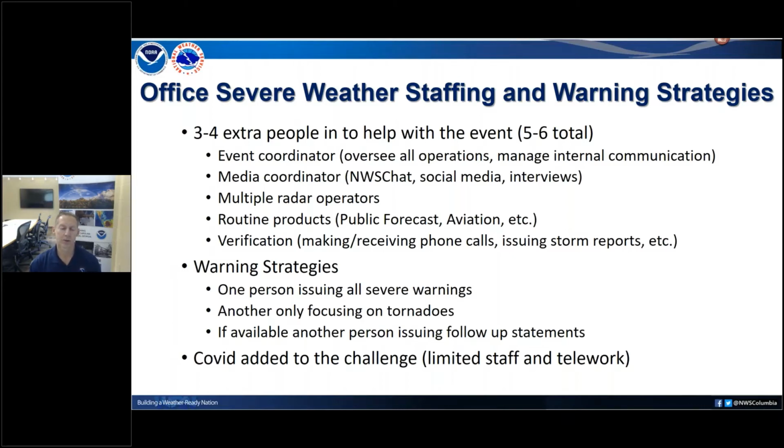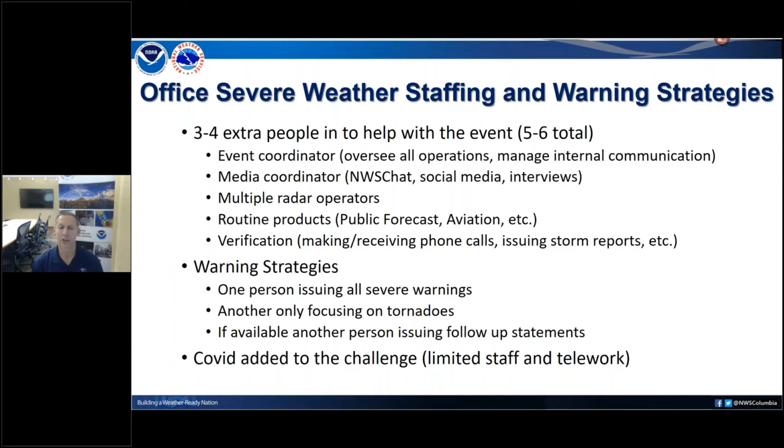Then we have another person that's dedicated to verification. This person is making phone calls to the emergency managers, calling the 911 dispatch centers, trying to get information about any storm reports that are out there. They also receive calls to the office that come in with that information, and they'll issue the local storm reports to get that out.